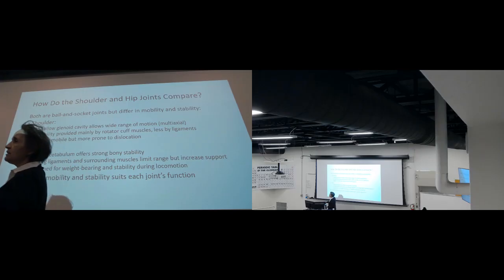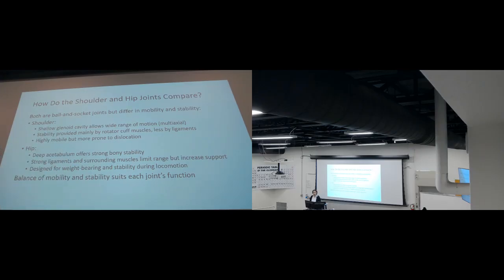Okay, so now, how do the shoulder and the hip joints compare? Well, the shoulder joint is shallower than the hip joint. And both of them have ligaments, but the ligaments in the hip are stronger. And we have more muscles around our hip joint than the shoulder joint. That makes the shoulder joint less stable than the hip joint. So sometimes you have to sacrifice stability for mobility, and that's what happens in our shoulder joint.